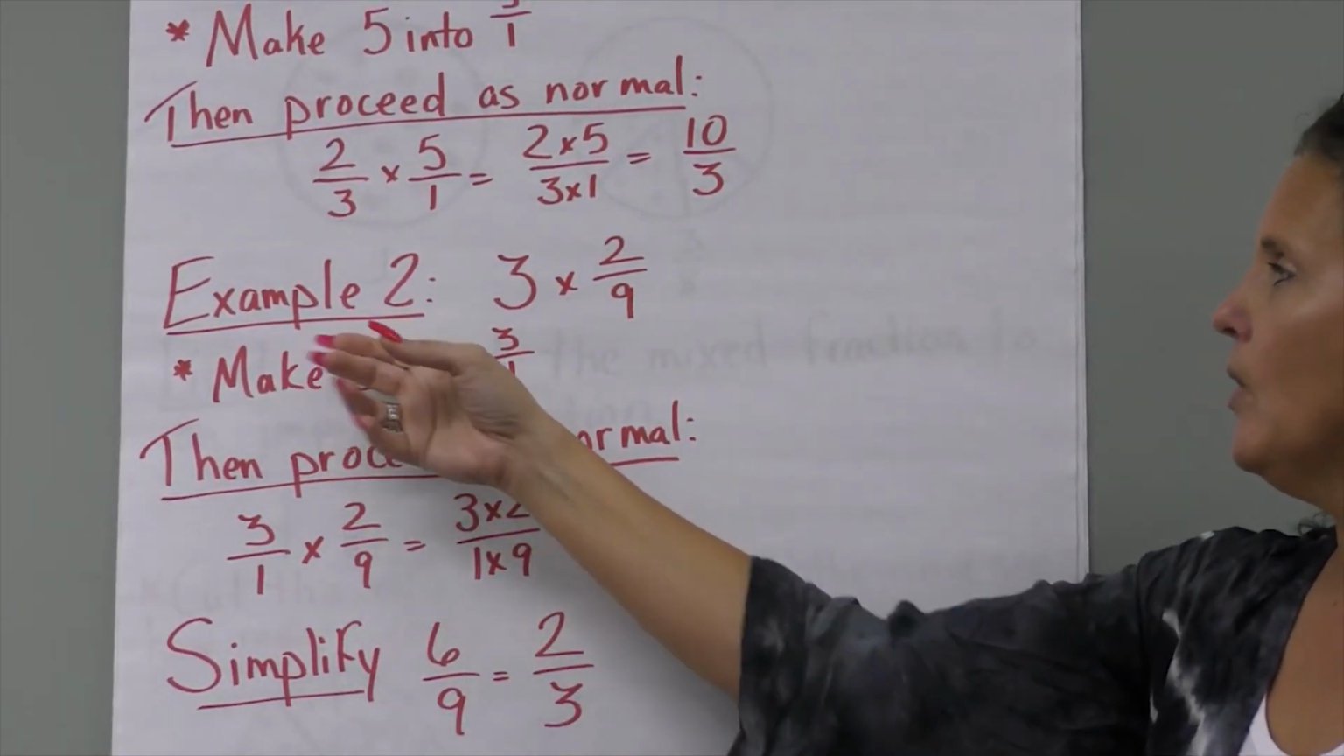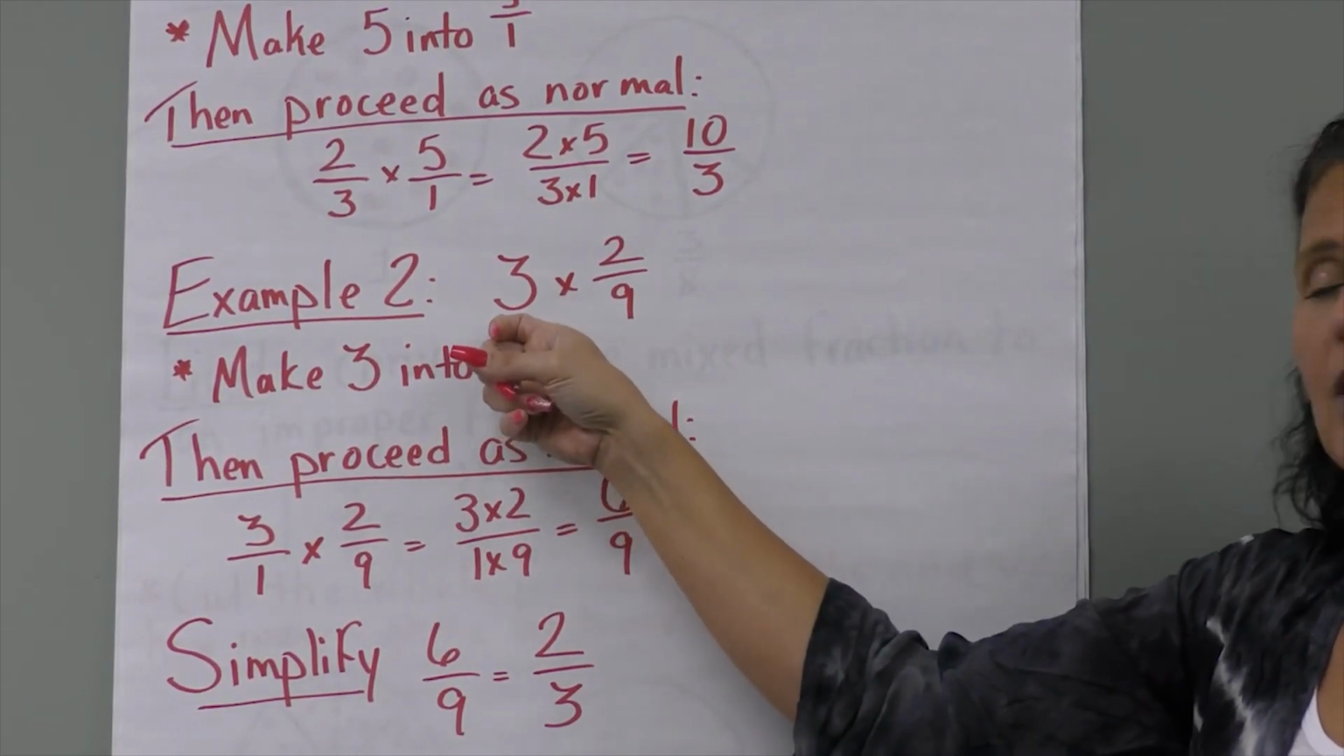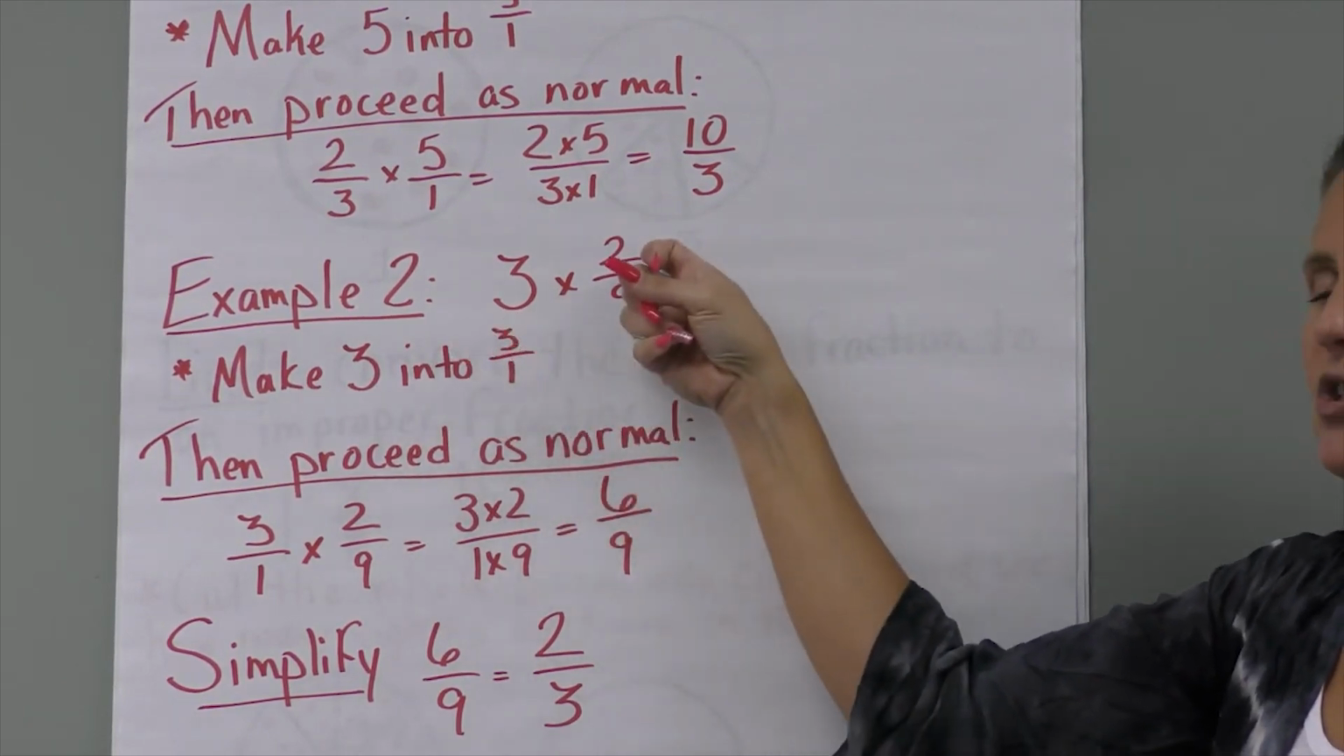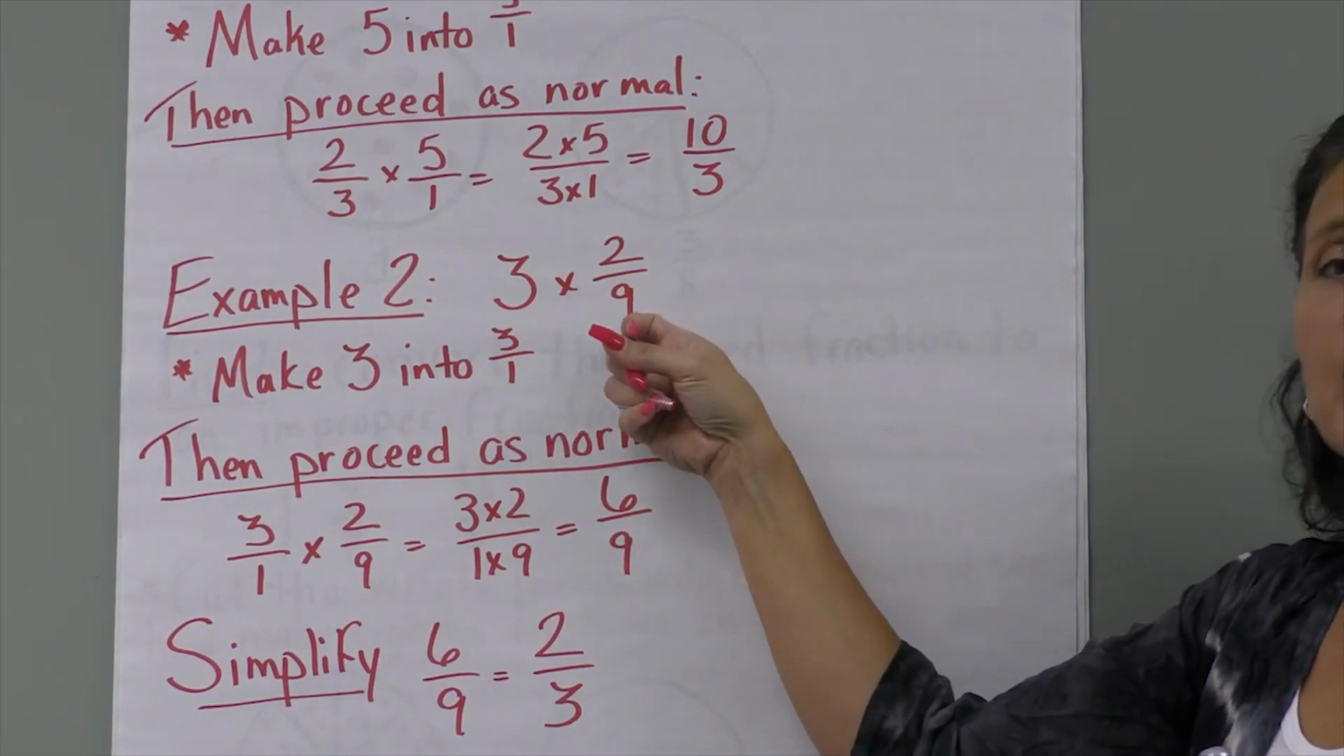Example number 2, we have 3, which is our whole number, and we're going to multiply that times 2/9. So what did we do the last time?